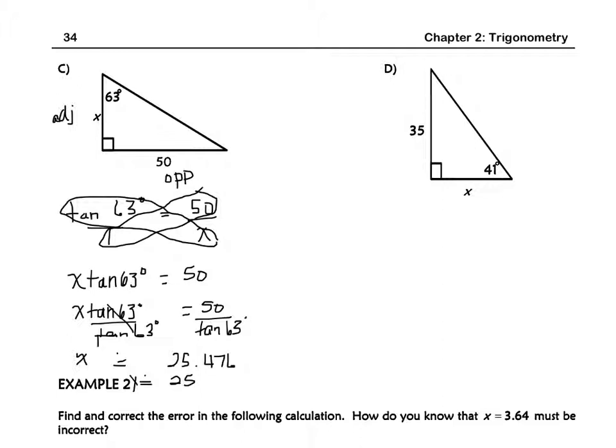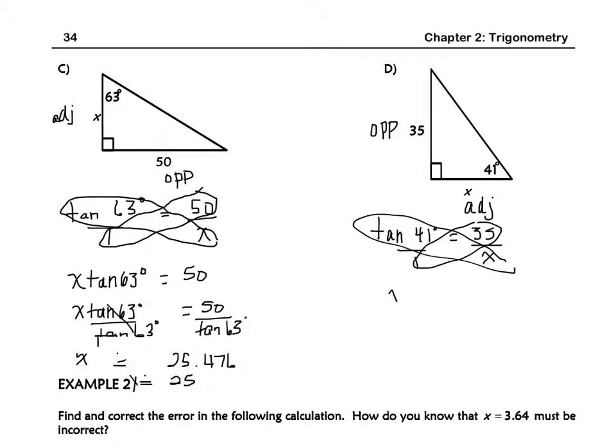The next example, we have x is again adjacent to the angle that we were given, and we have the side opposite that angle. So if we set this up, we would have tan of 41 is 35, opposite over adjacent is x. And again, we set it up to cross multiply. We get x tan 41 equals 35 times 1, which is just 35.